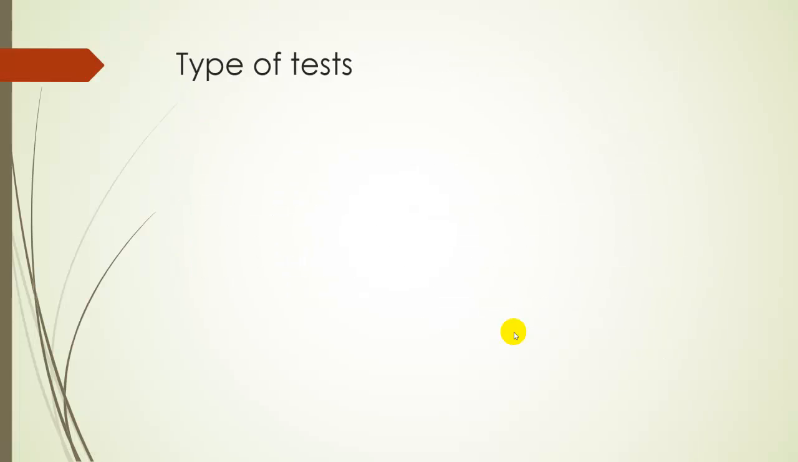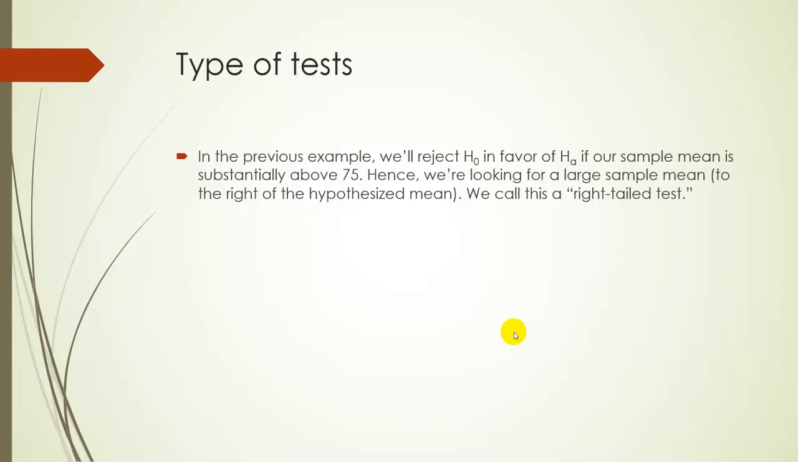All right, let's talk about different types of tests. In the previous example, we reject H0 in favor of HA if our sample mean is substantially above 75. In other words, if we look at a sample and the average speed of that sample was something like 150 miles an hour, then clearly the average speed is more than 75. But how far away is far away enough?